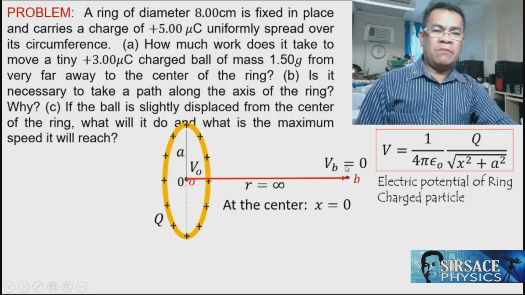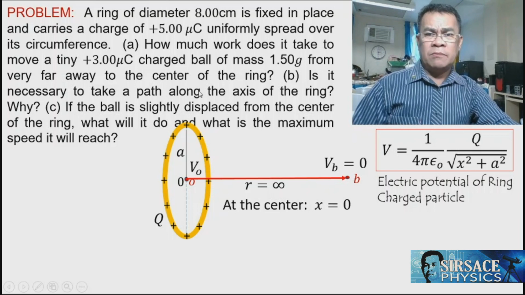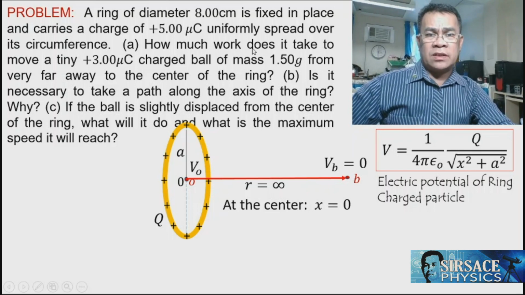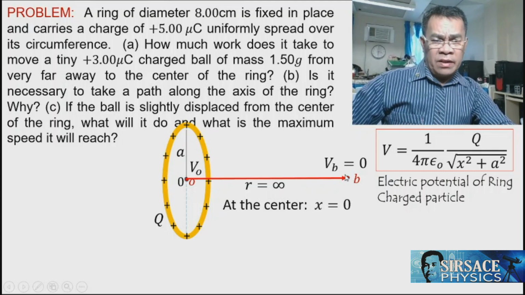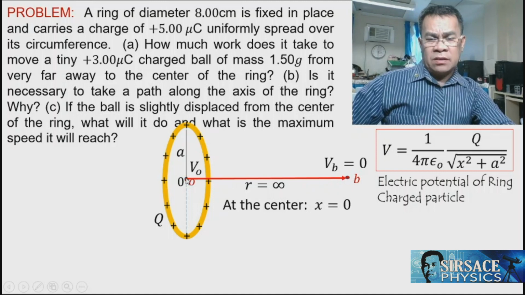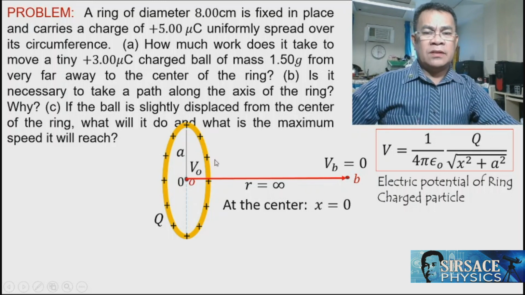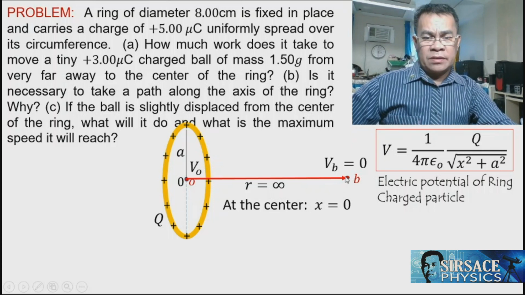So we have now two points. What is the question again? How much work does it take for a tiny charge? So we have this charge moving from A towards the center of the circle. This will be our starting point, and it will end up at this point.